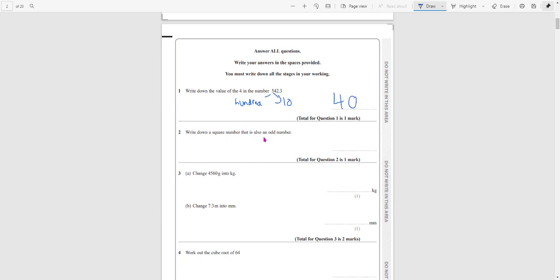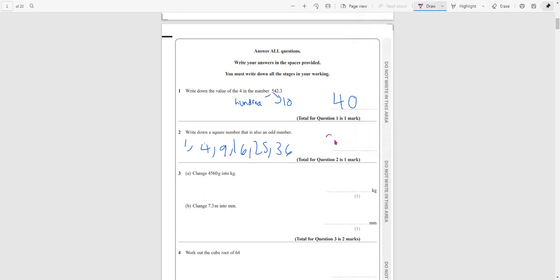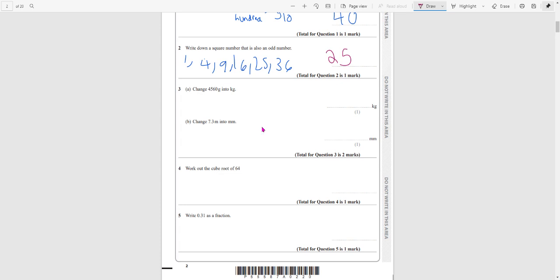Okay, write down a square number that is also an odd number. So let's write the square numbers down: 1, 4, 9, 16, 25, 36. And the answer, you can choose a lot. You can choose 9, you can choose 25. I'm just going to go with 25. Now, question number 3.